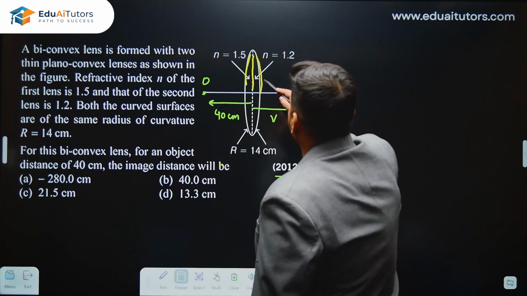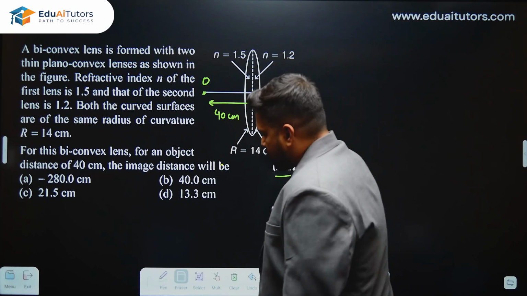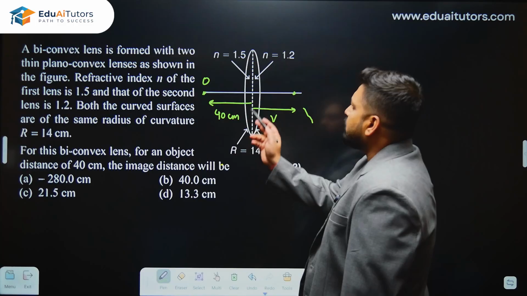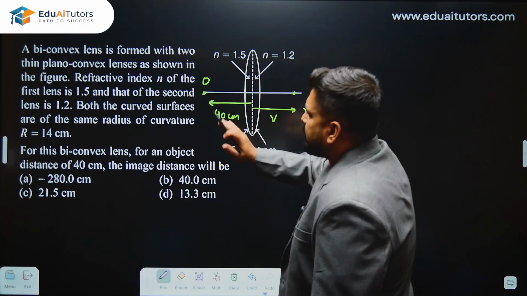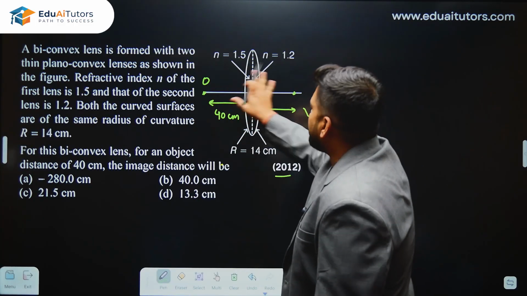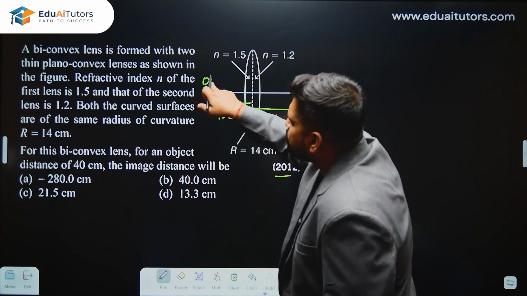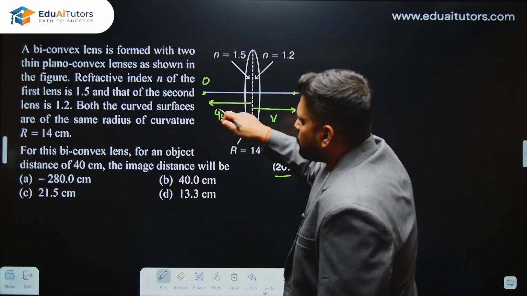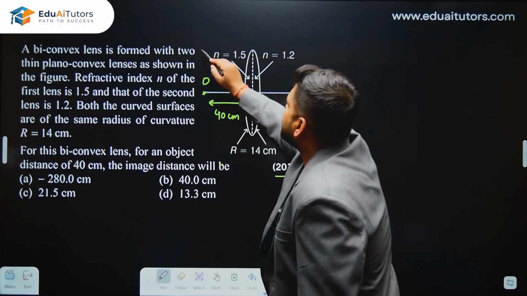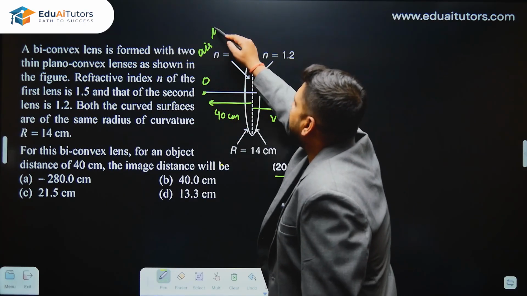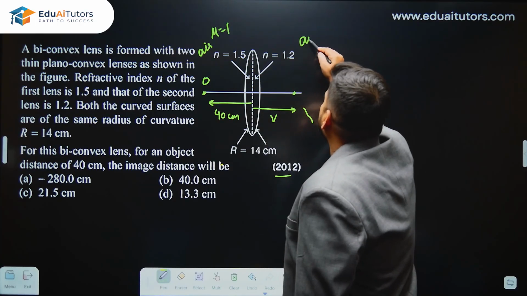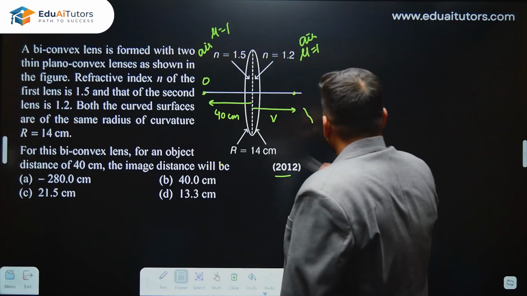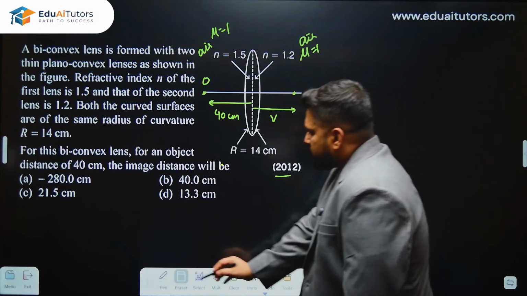Perfect. Now, we are going to use the trick. First of all, let's write the left hand side of the equation. For the left hand side, where is the object located? As you know, over here nothing is mentioned, shown in the figure, other than the refractive indices of 1.5 and 1.2. No problem. So I can consider this side to be air, so the refractive index will be 1. And this is also air, so the refractive index is also going to be 1. All right.